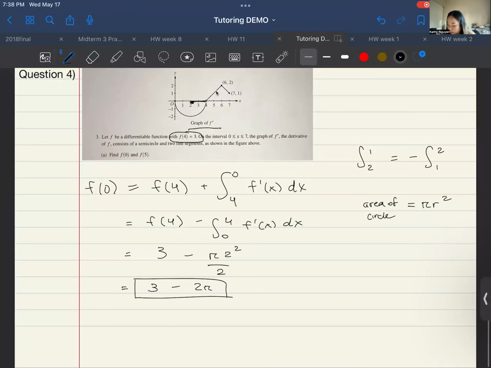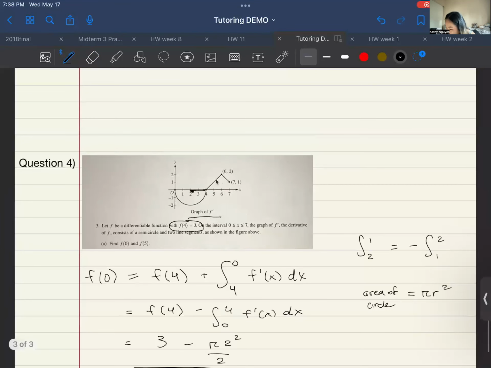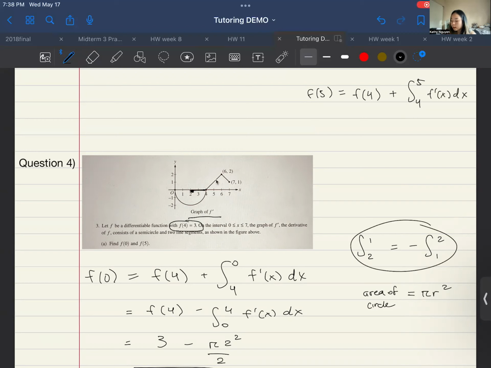Similar for the next question, we could do it up here. So f of 5 would be equal to f of 4 plus the integral. We're starting at 4 and we're going to 5, f prime of x dx. And in this case, we don't need to use this because it is going from a lower number to a higher number, so we don't need to flip it. So again, we know that that's 3.